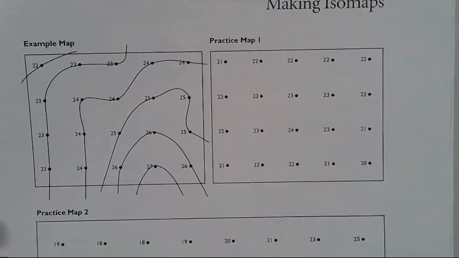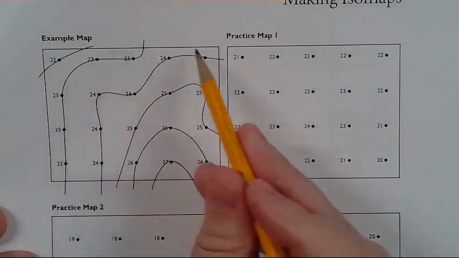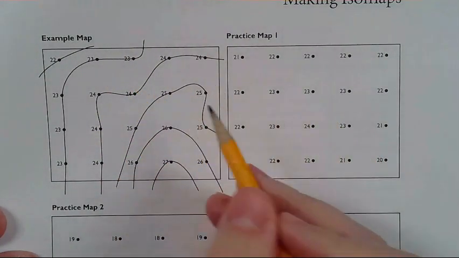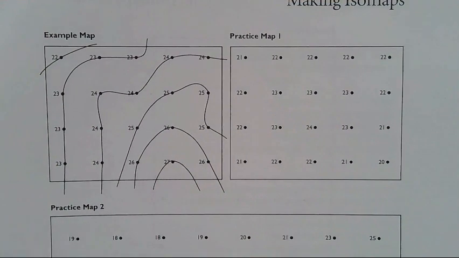So the first practice that we have today, I'm going to go through with you. You can see here's an example map. So how do you start? The first thing you want to do is just determine, well, what number do I want to start with? It really doesn't matter which one. I want to choose one in the middle somewhere. So let's say a 23, okay?